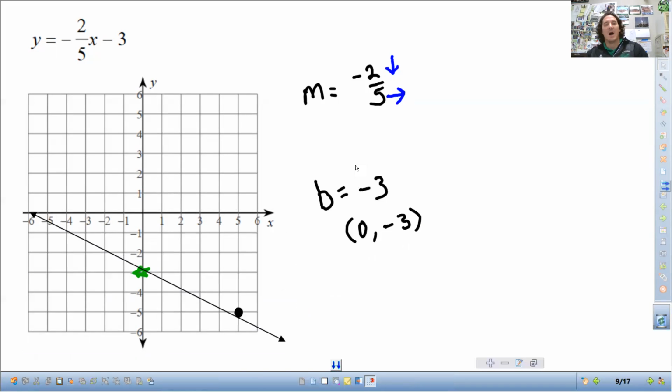There we go. So again, when the slope is negative, instead of counting up and to the right, you're going to count down and to the right. And that's going to give you the line going down from left to right. So let's do another example with the negative slope.